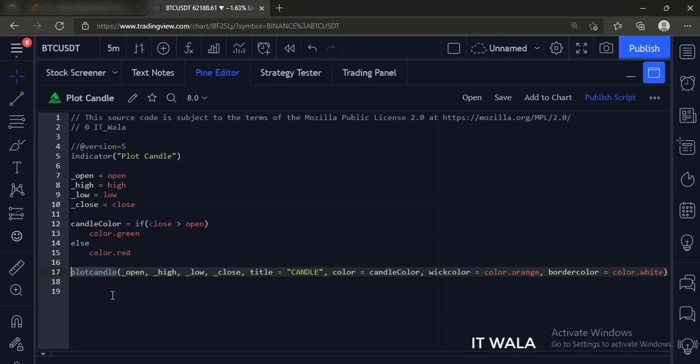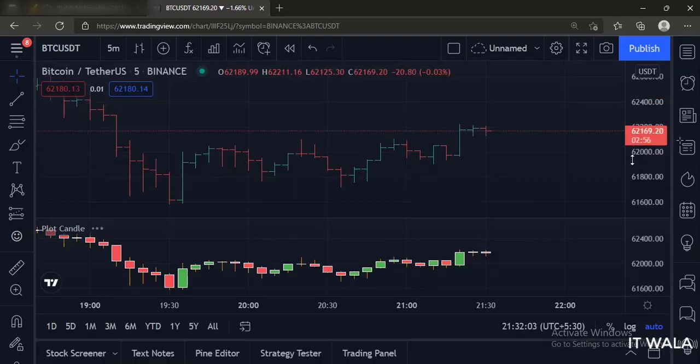Then we set the wick color of the candle to orange. And at last we set the border color of the candle to white. Let's add this indicator to the chart.